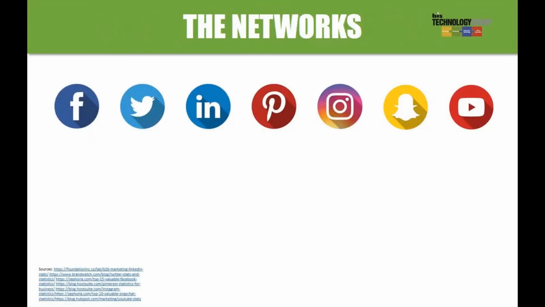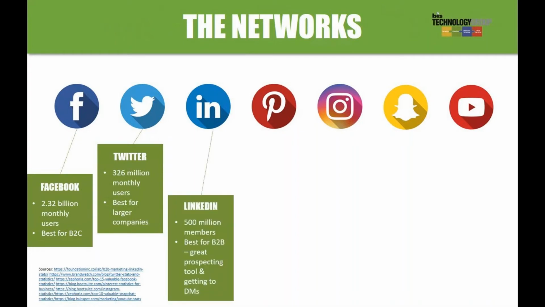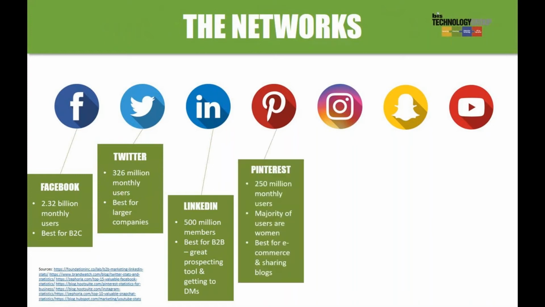Okay. So the networks, and this is going into social media marketing directly and then a lot of remarketing and so forth. The networks: there's Facebook with 2.3 billion monthly users. There's Twitter, as you see, with 326 million monthly users. LinkedIn, which is growing quite fast. Now they've come up with a lot of updates and a lot of ways to really target people digitally. So LinkedIn with 500 million members, Pinterest with 250 million, and the majority of Pinterest users are women.